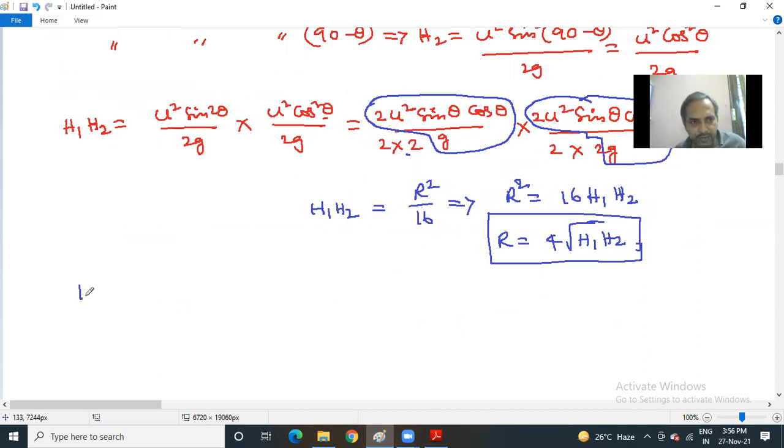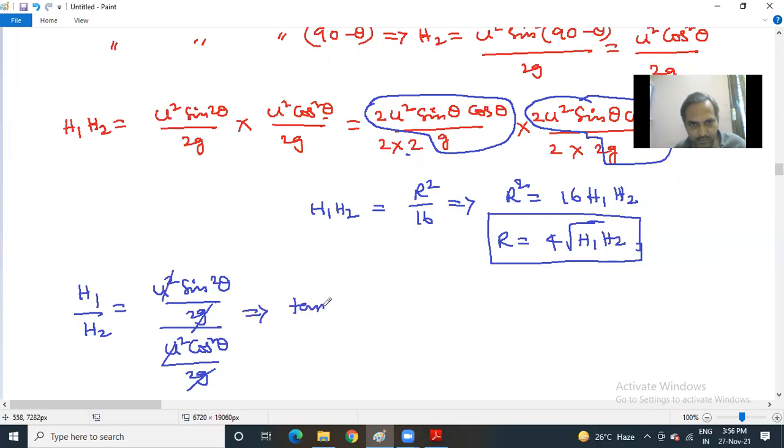If you divide H1 by H2, H1 is u square sin square theta by 2g, H2 is u square cos square theta by 2g. 2g cancels, u square cancels, so therefore tan square theta is equal to H1 by H2.